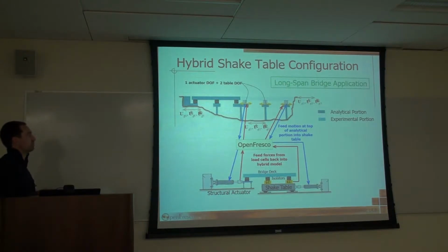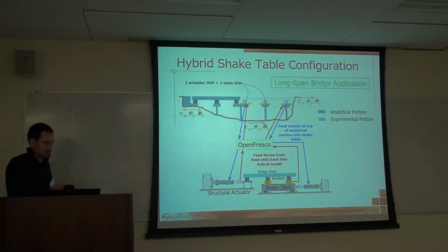We can obviously also do this for bridges. One way of doing this, if we had a long span bridge and we wanted to test one segment of the bridge in real time on the shake table, is to build this portion of the bridge deck with the isolators on a shake table. Maybe we even have one structural actuator in addition to that, and we shake everything, and we feed our interface degrees of freedom through OpenFresco over to the shake table and the structural dynamic actuator, and then measure forces at all these interfaces and feed them back through OpenFresco.